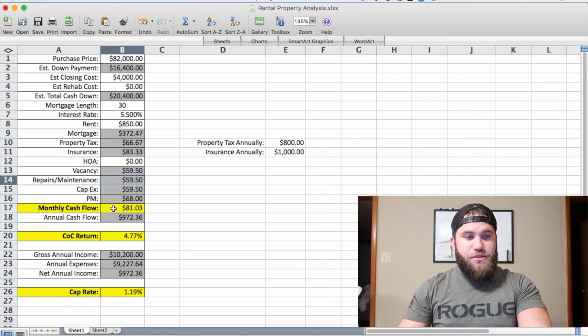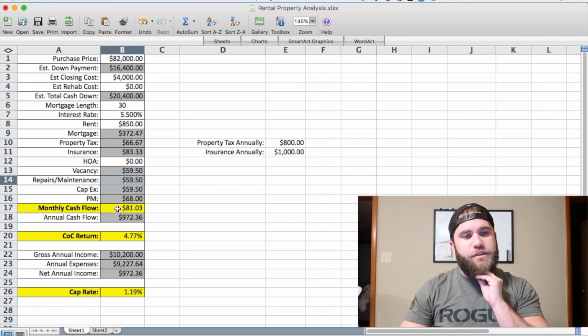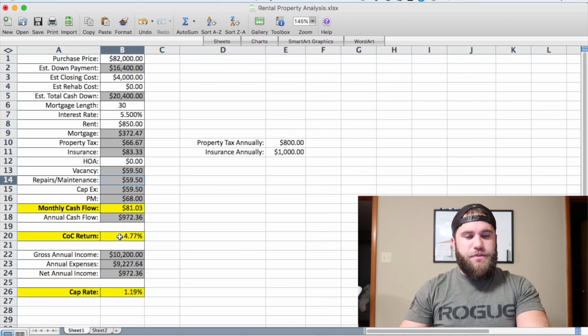So anyways, as you can see, the monthly cash flow after taking all these expenses into account comes out to be $81.03. That gives me almost a 5% cash flow return. So I wasn't too thrilled about these numbers. It's not too exciting.